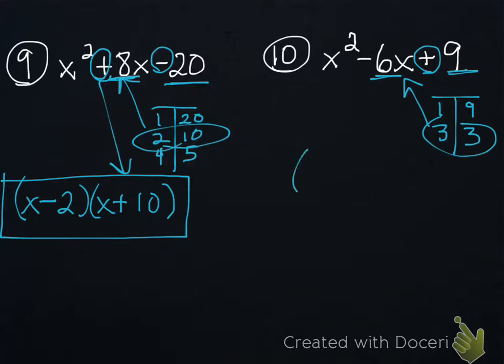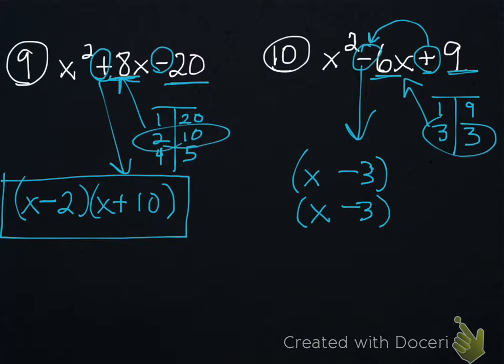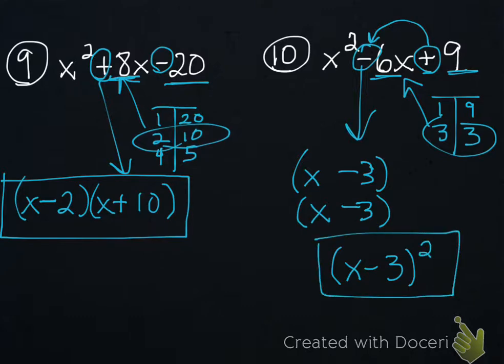So, I write my binomials. X is at the front, and in this case, 3's at the end. Now, the 9 is positive. That means they both get the same sign as the middle. So they're both negative. So it's x minus 3 times x minus 3, which I could also write as x minus 3 squared.